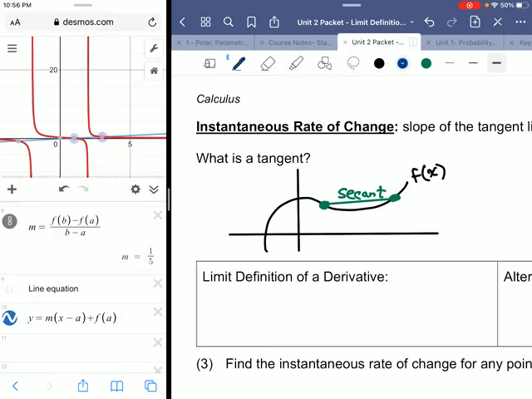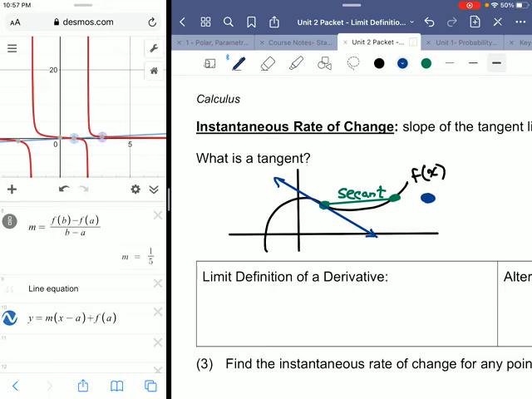Now, if that second point is moving closer and closer to the first one, then the corresponding line, which I can draw with the line draw tool, as that second point gets closer and closer, is going to start approaching, instead of being a secant line, being a tangent line, specifically at that same point.